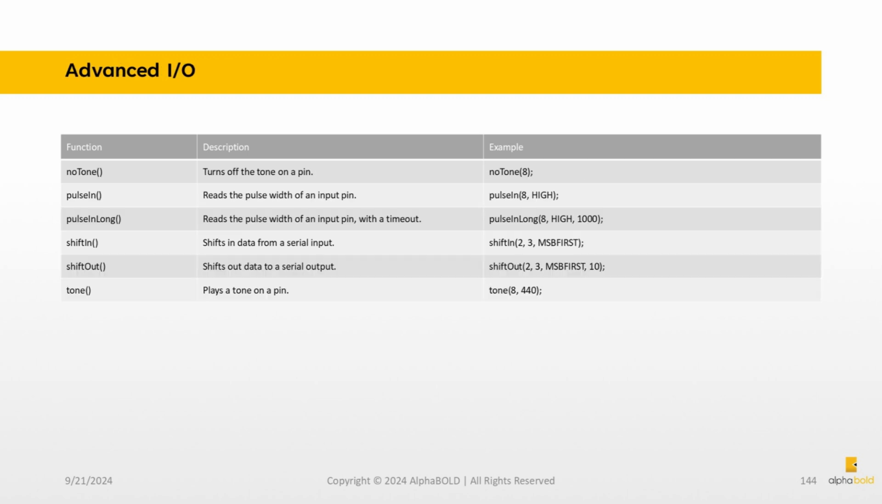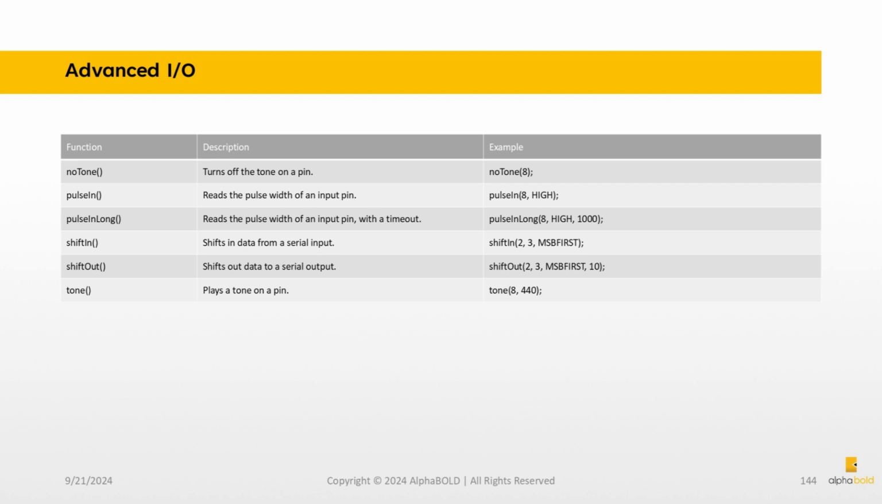Advanced I/O functions provide more specialized control over digital signals. The tone function generates a square wave of a specified frequency on a pin, useful for producing audible tones, while noTone stops tone generation.